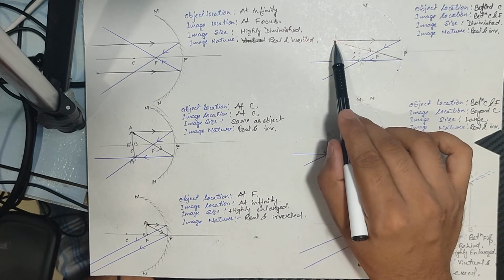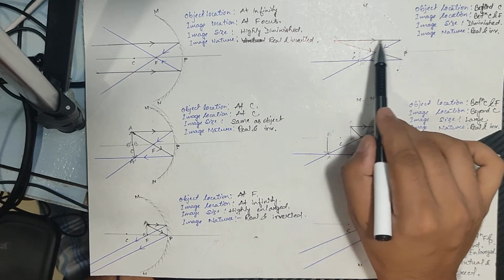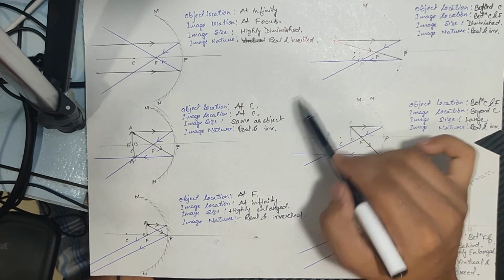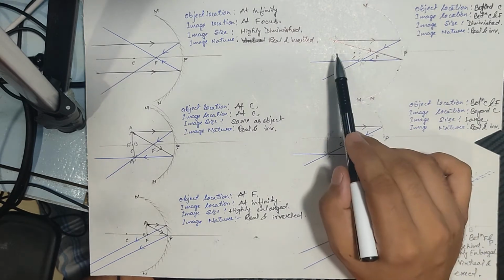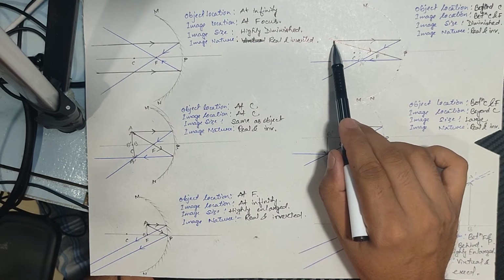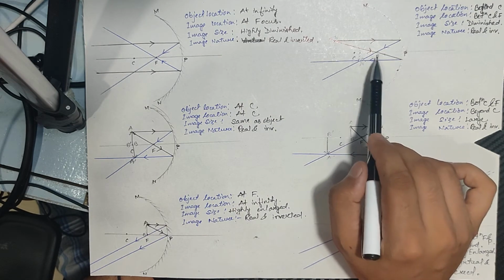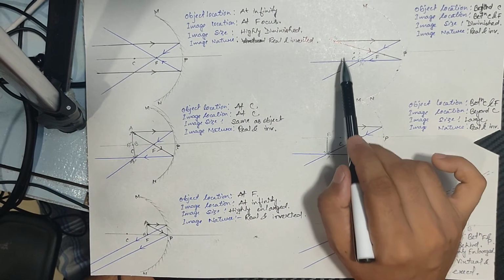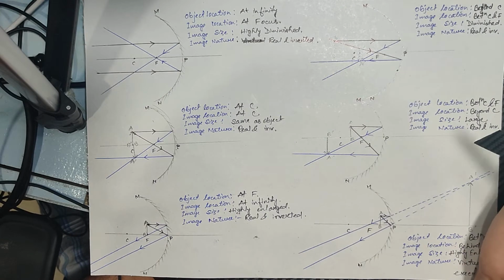Similarly, from this point one light ray will move straight, parallel to the principal axis, and after reflection it will go to the principal focus. As we know, this is rule 1. And another rule: here you see the light ray is moving towards the focus, and after reflection it will be parallel to the principal axis. This is the second rule, as we know.